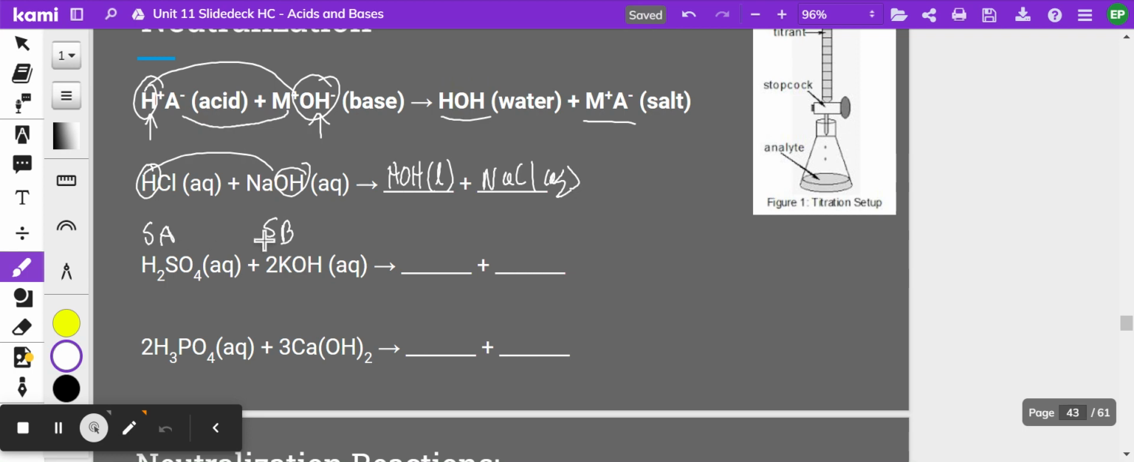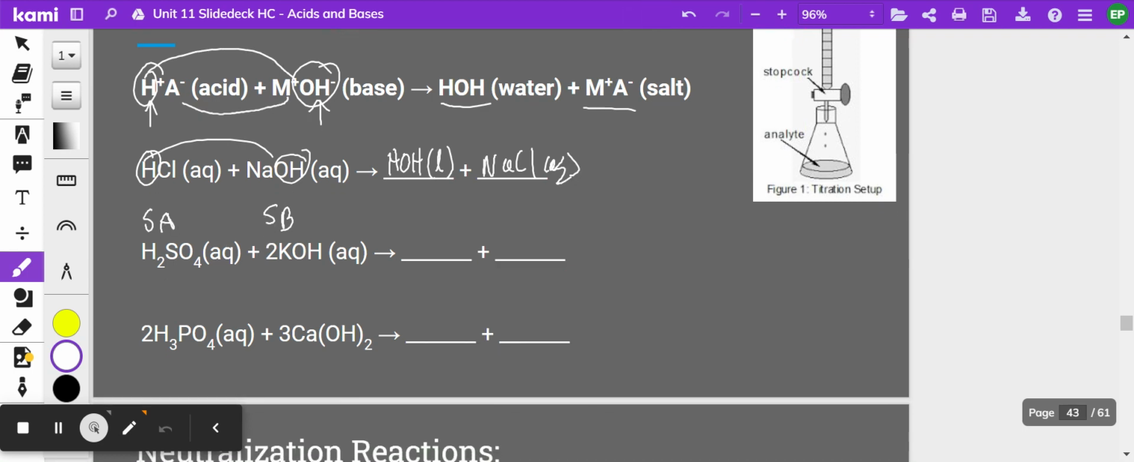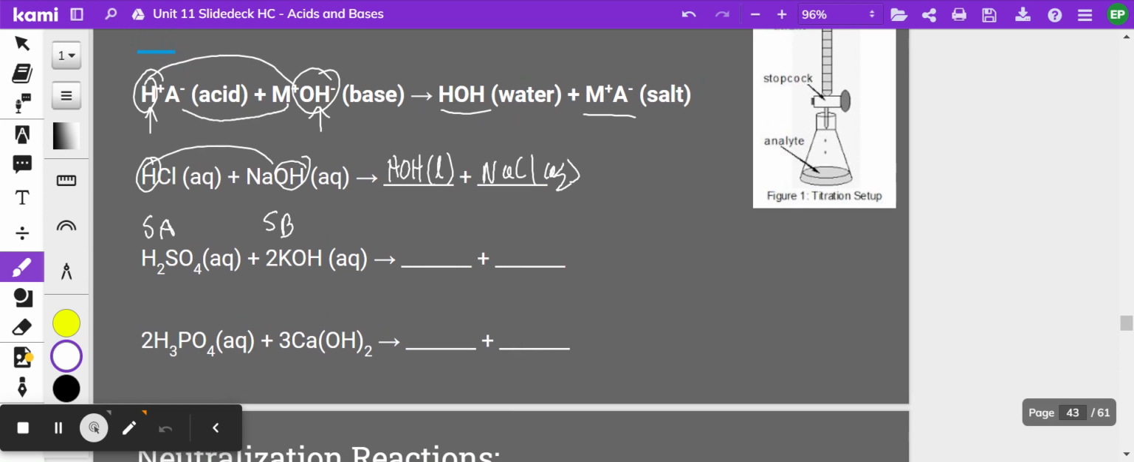In another strong acid, strong base neutralization reaction, sulfuric acid can react and neutralize potassium hydroxide. In this case, two H's and two OH hydroxide ions will form two water particles. The resulting salt would be potassium sulfate, K2SO4.